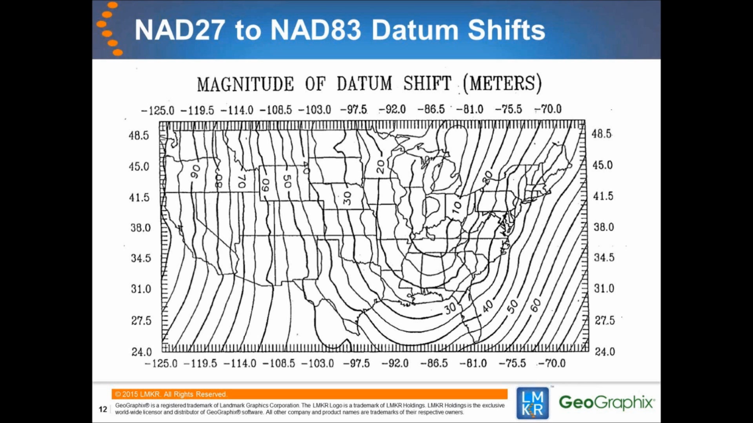Now, it does get a little better as you move towards the center of the continent, and then it gets a little worse as you move towards the East Coast. But there's always going to be a datum shift. And generally, the datum shift is almost always more than enough to cause problems.